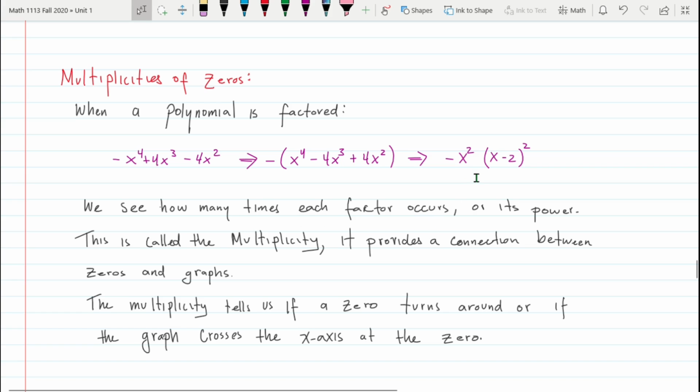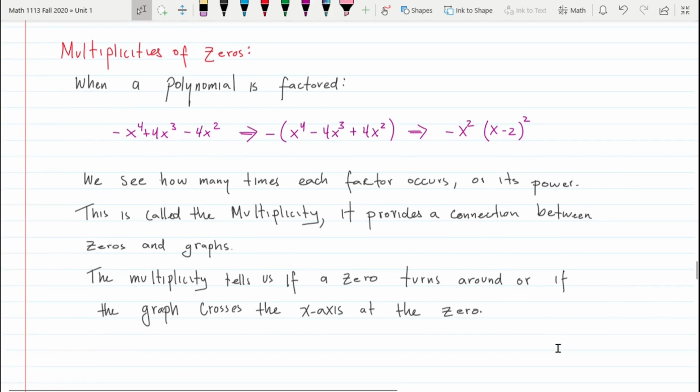Like an exponent tells me how many times I got to multiply the base to itself. So that tells me how many times that 0 happens. Okay, so on the previous example, this 0 happened twice, and then this other 0 also happens twice. That is known as the multiplicity, right? It gives us a connection between the zeros and graphs. So the multiplicity tells us if a 0 turns around or if it goes through the graph, or if the graph crosses the x-axis.